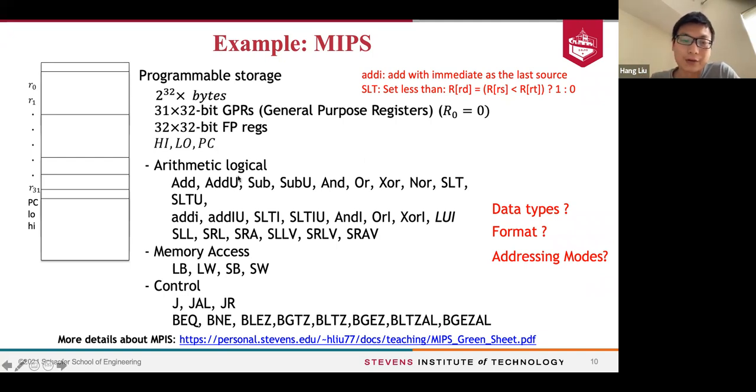And then some opcodes. We have arithmetic logic opcodes, like add, add unsigned, subtract, subtract unsigned, logical operations of and, or, XOR, nor, set less than. This is shown here. Set less than unsigned, add immediate, add immediate unsigned, set less than immediate, etc. So many of them. Then we have memory access, like load byte, load word, store byte, store word, jump instructions, and branching instructions. For more details of MIPS, you can click this green sheet, which I put on my homepage.